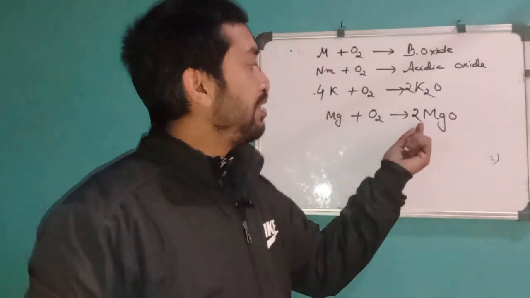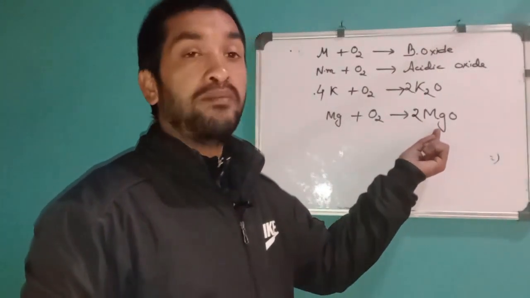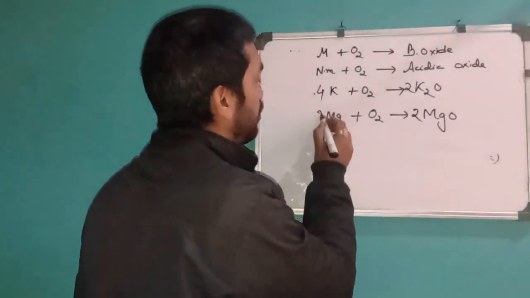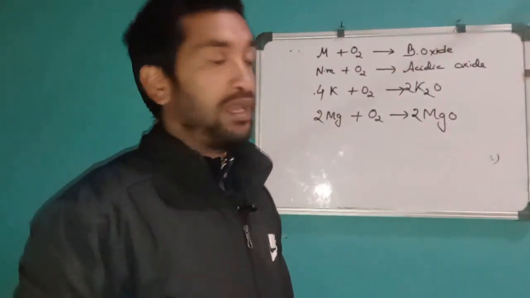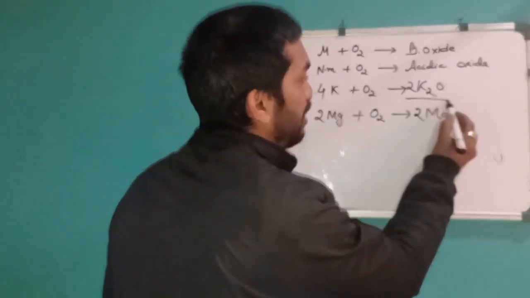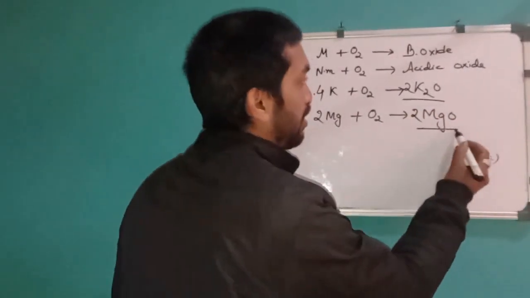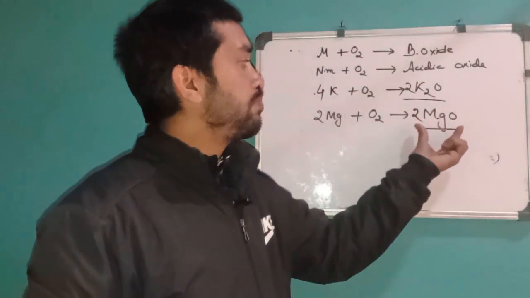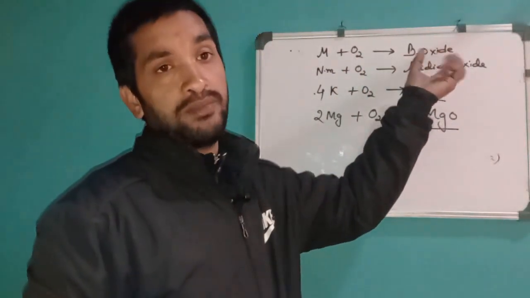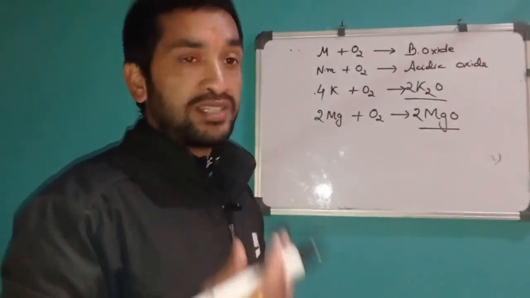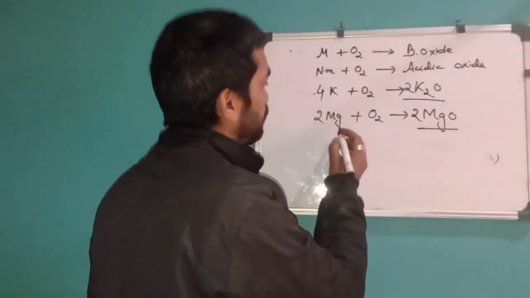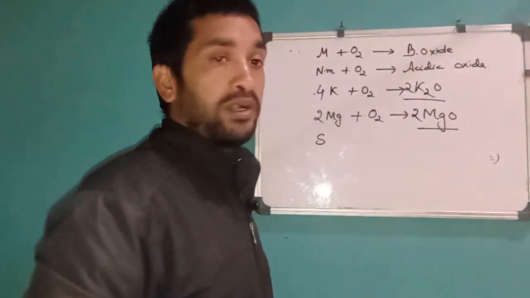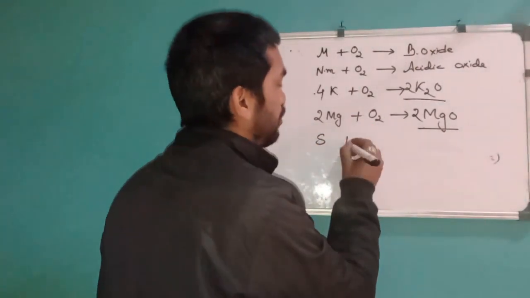Now when I added number 2 here, it made magnesium twice, and here magnesium is single. Let us make it 2. Now it is balanced. So metallic oxide, again a metallic oxide. So remember that when a metal reacts with oxygen, it gives you a species which is basic in nature, meaning basic oxide. And what are acidic oxides?